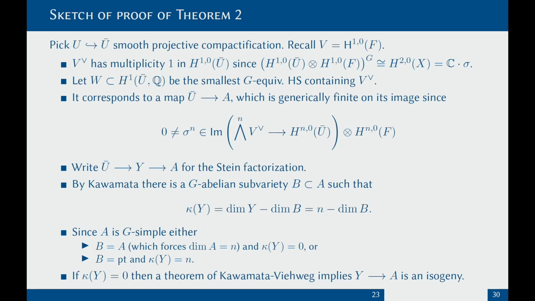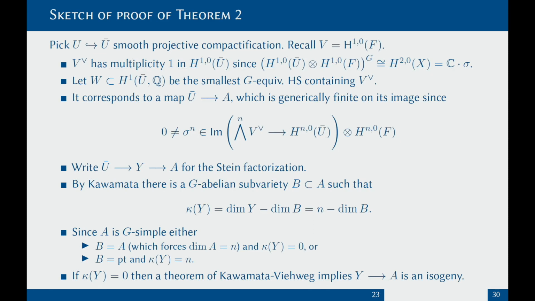If the Kodaira dimension is equal to 0, there's a theorem of Kawamata-Viehweg that then says that the map from Y to A has to be an isogeny. So you get for free that Y is birational to an abelian variety. Any questions about this?